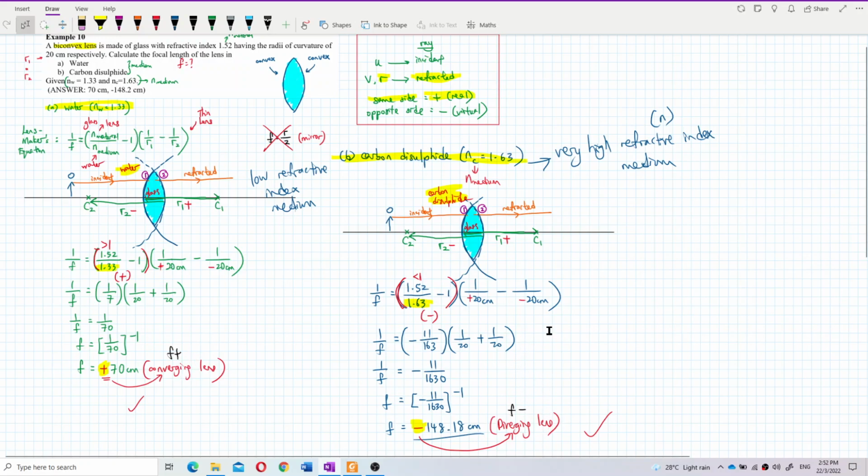So that's all for this video. I hope you understand. And don't forget about how to get the positive R and negative R, by comparing with the refracted ray, to compare with the radius.